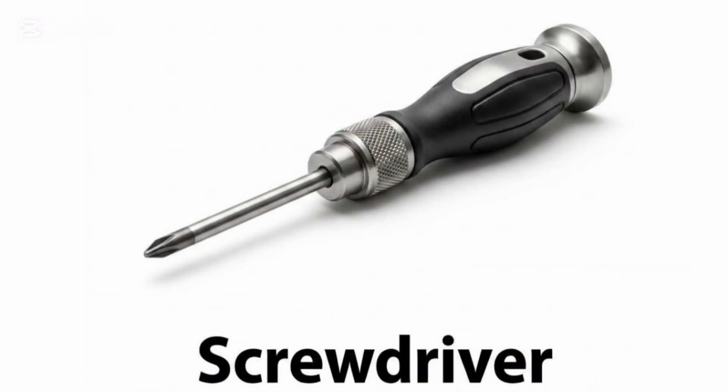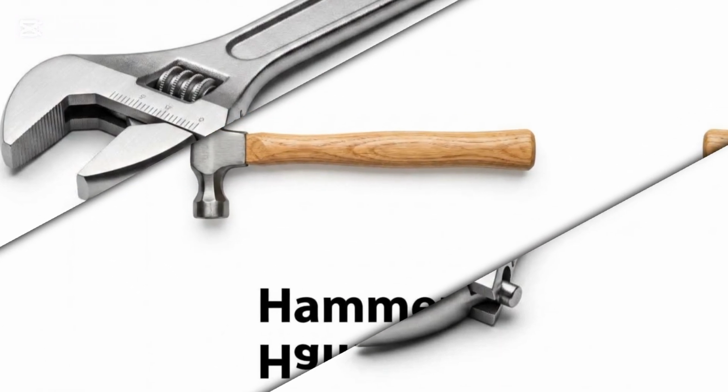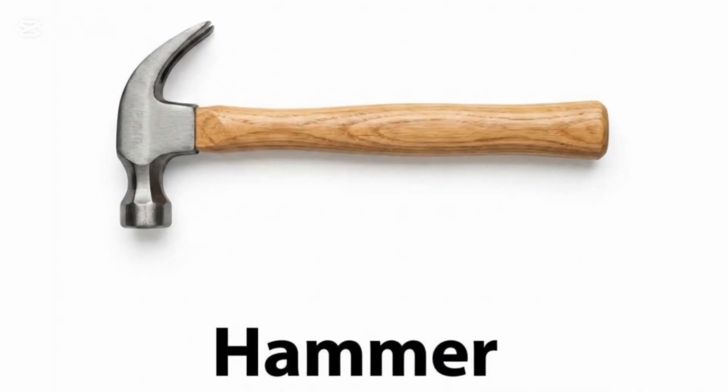Screwdriver. It's a tool used for tightening or loosening screws. Wrench. It's a tool used for tightening or loosening nuts and bolts. Hammer. It's a tool used for driving nails into wood or other surfaces.